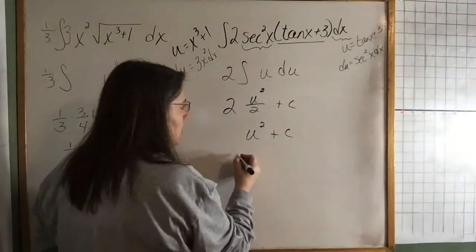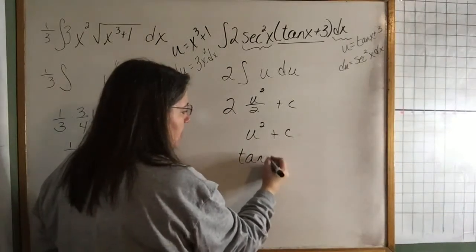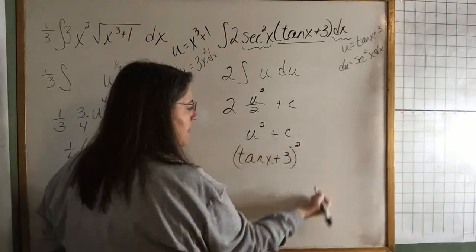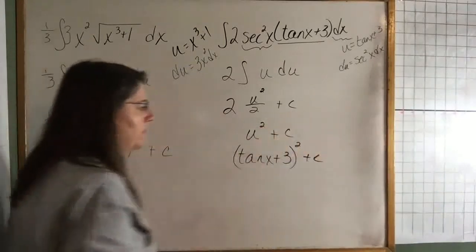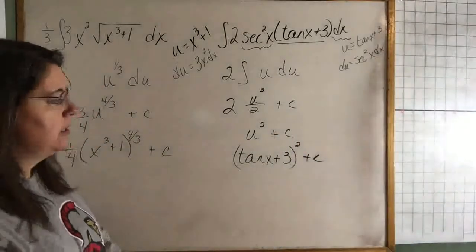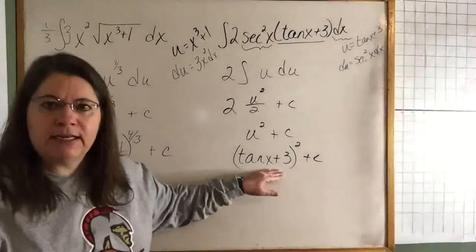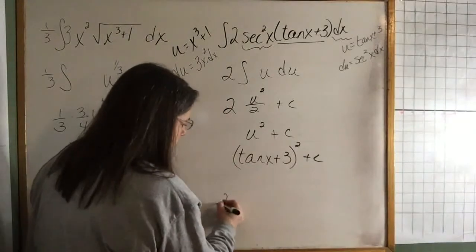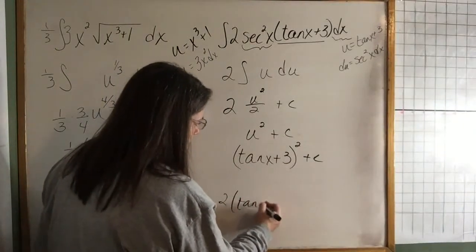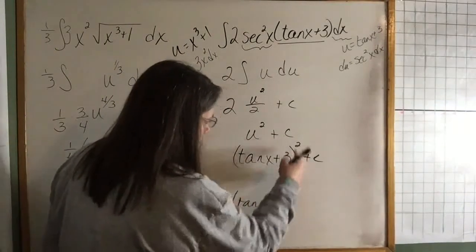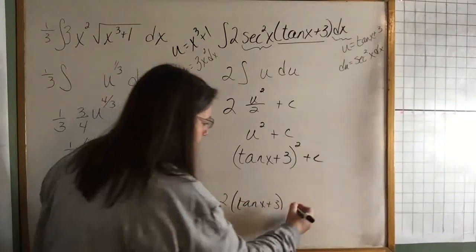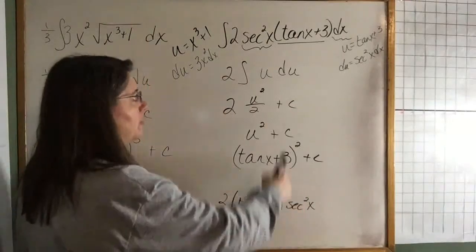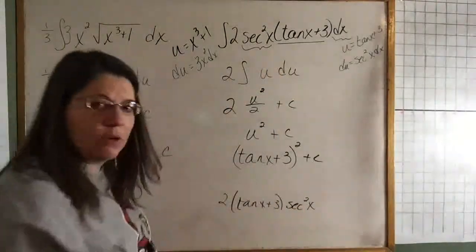So tangent x plus 3 is my u. The original problem had that squared, and we've got a plus c. And again, you could take the derivative of that to check it. So I'm going to do that real quick. 2 times 1 is 2. Keep the inside. Decrease that power by 1. Derivative of the inside is secant squared x. That is what we started with in the beginning. So we know we got it right.